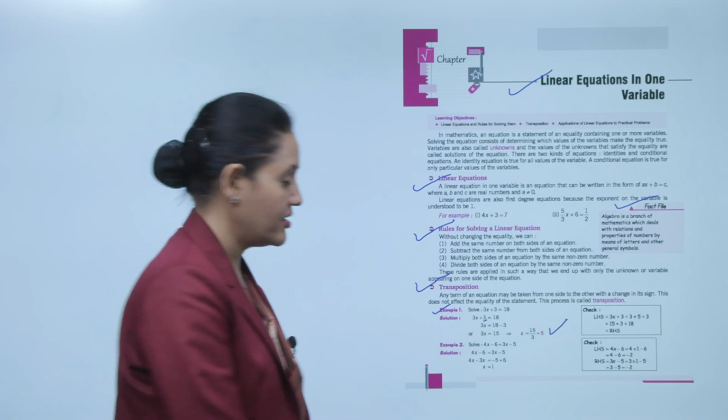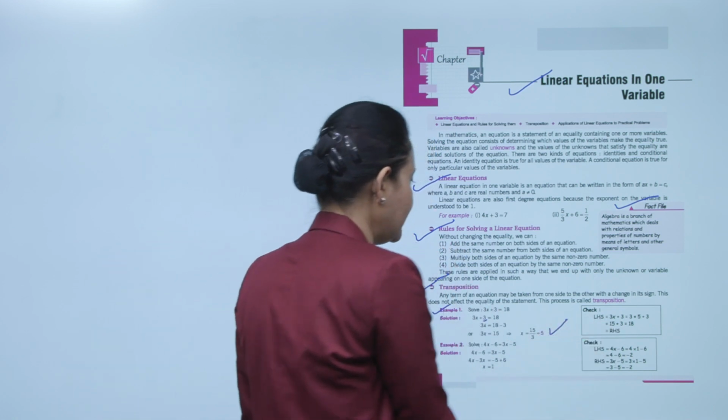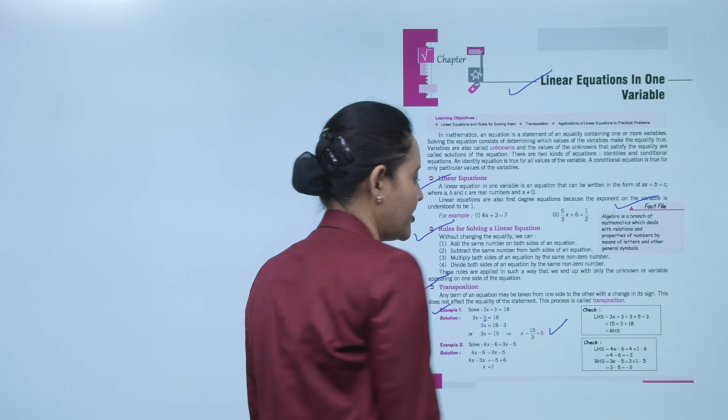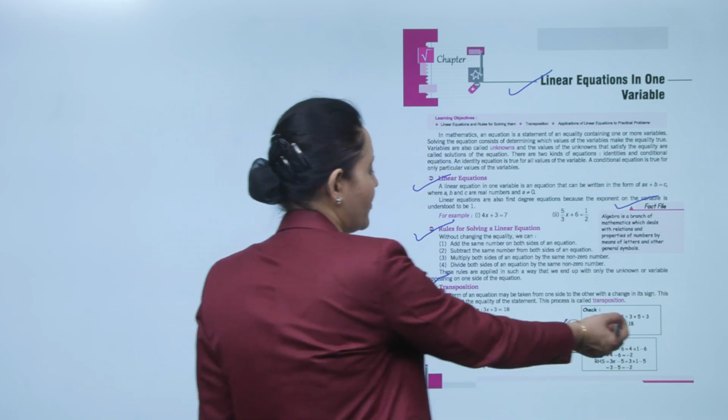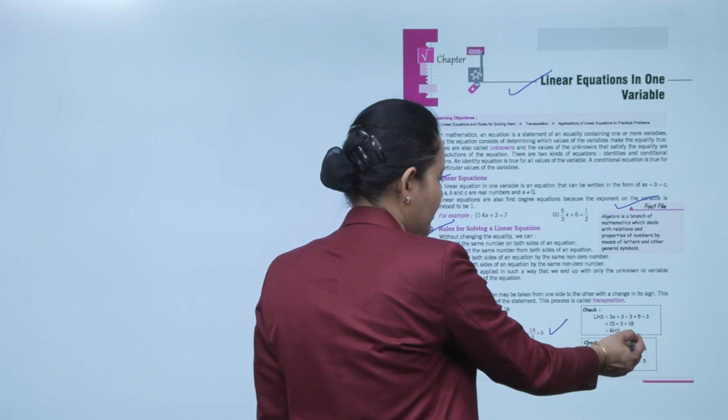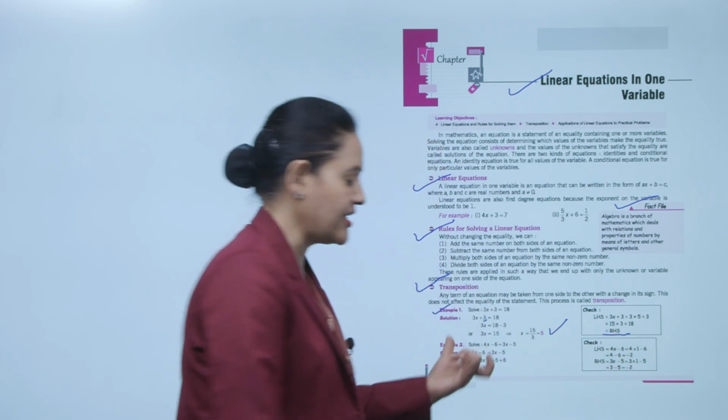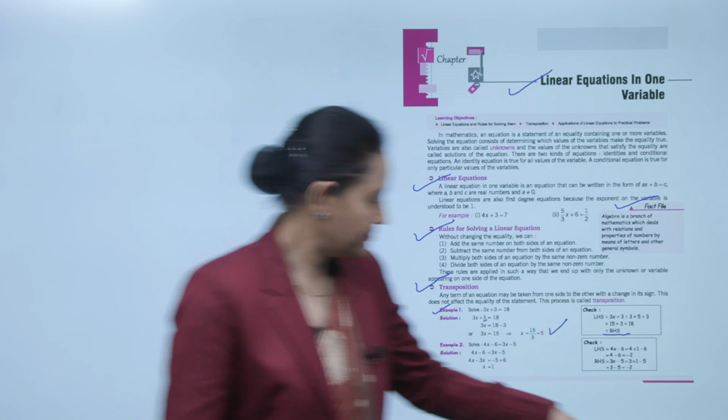Now we will check left hand side, 3x plus 3. So we will put the value of x equals 5. So 3 into 5 plus 3, that is 18. That is equal to RHS. Means our answer is correct.